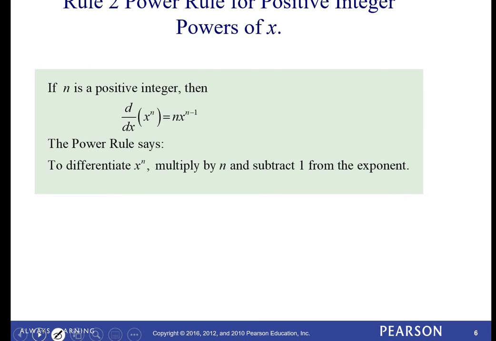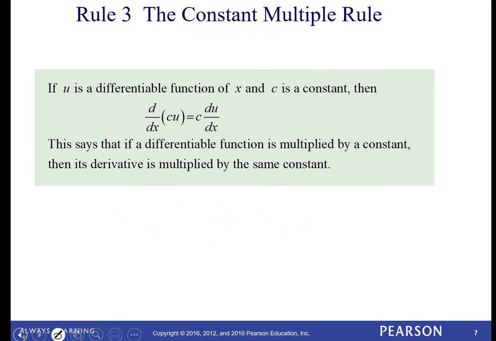So there's a second rule. So now I can take any derivative for any power and just say, multiply by the 7 and reduce the power by 1.